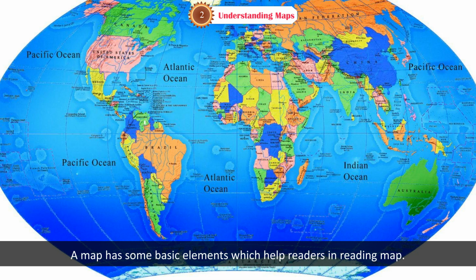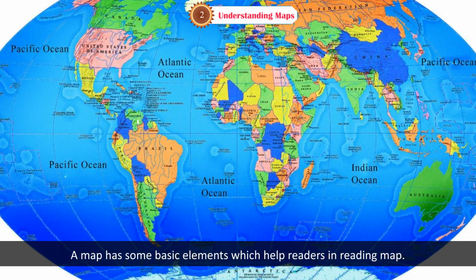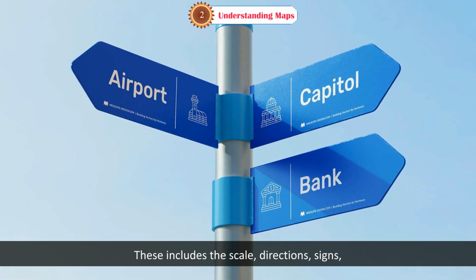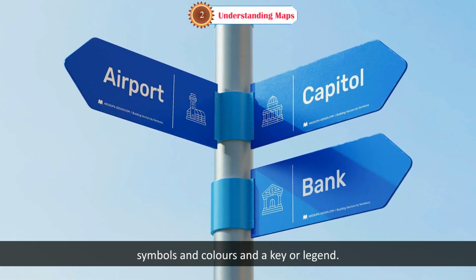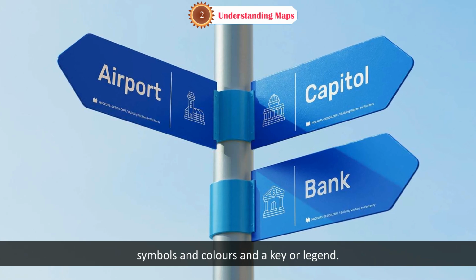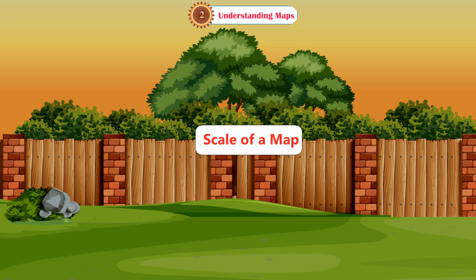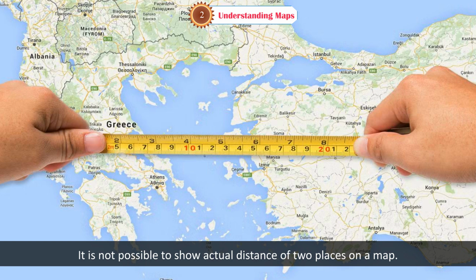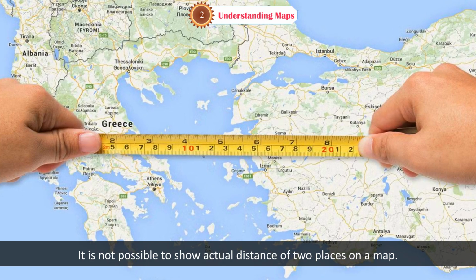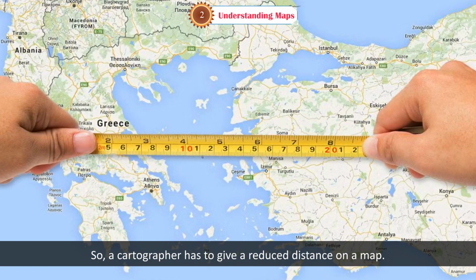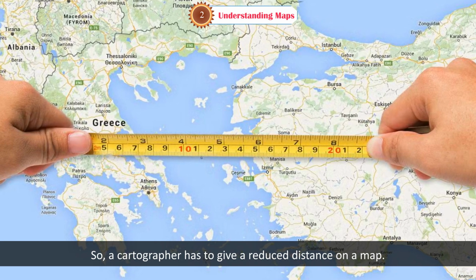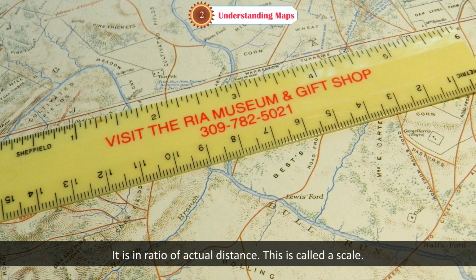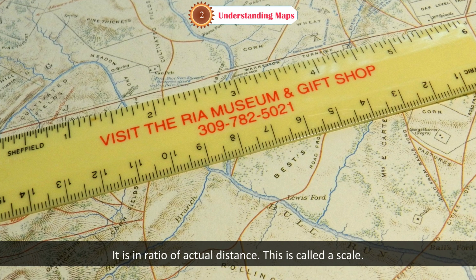Elements of a map. A map has some basic elements which help readers in reading a map. These include the scale, directions, signs, symbols and colors, and a key or legend. Scale of a map. A map is smaller than the area shown on it. It is not possible to show the actual distance of two places on a map. So a cartographer has to give a reduced distance on a map. It is in ratio of the actual distance. This is called a scale.